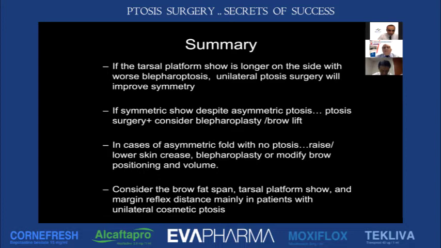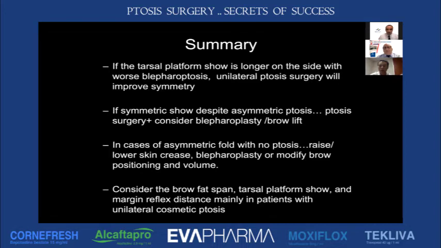In summary, if the tarsal platform show is longer on the side with worse blepharoptosis, then you go ahead and correct the unilateral ptosis, and that will improve the symmetry. If there is symmetric tarsal platform show despite asymmetric ptosis, then apart from the ptosis surgery, you have to consider blepharoplasty and brow lift. And in cases where there is an asymmetric fold with no ptosis, you can address the skin crease by raising it or lowering it, and you can perform blepharoplasty and modification of the brow positioning and volume.